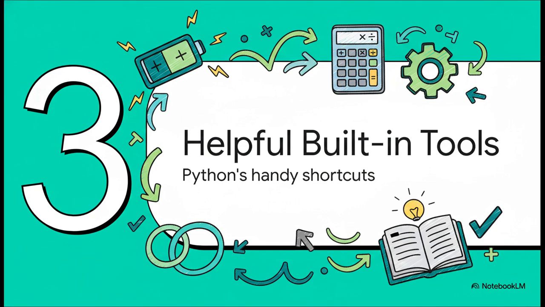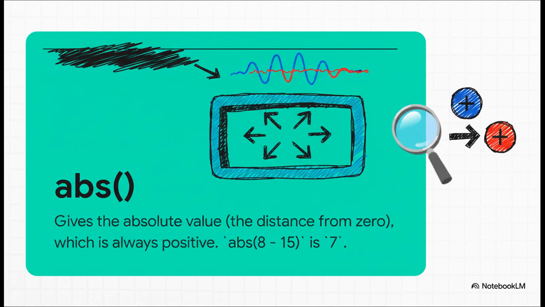Okay, so beyond those basic operators, Python also comes with some batteries included. A few built-in functions that just make common math tasks a whole lot easier. First up is abs, which stands for absolute value. Think of it this way. It just gives you the pure distance between two numbers, and it doesn't care about positive or negative. For example, what's the difference between 8 degrees and 15 degrees? It's 7 degrees. Abs just gives you that clean, positive number.